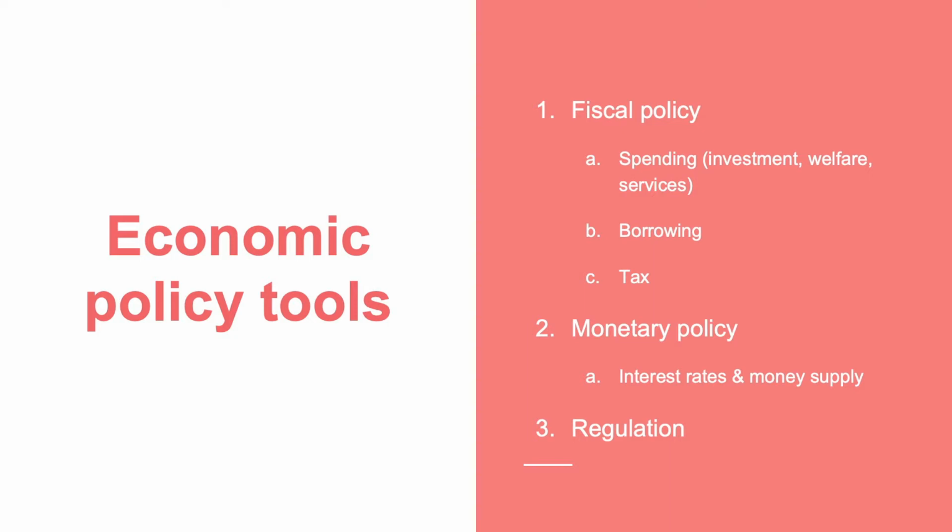So we've got things like environmental regulations, so the government can ban certain types of pollution or resources. We've got labour laws. So the minimum wage is a type of regulation. It's illegal to pay someone less than the minimum income per hour.